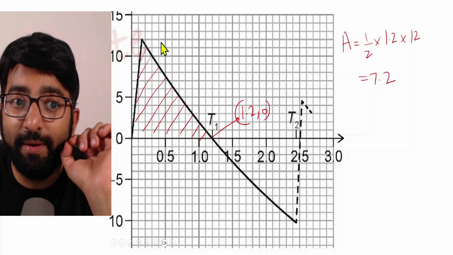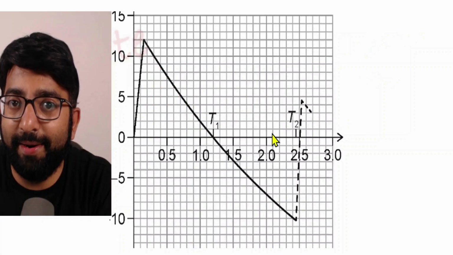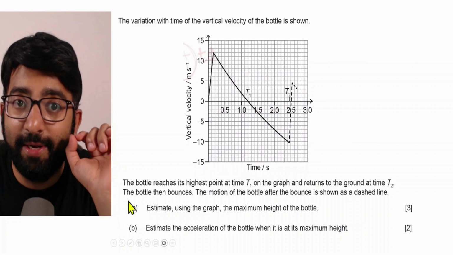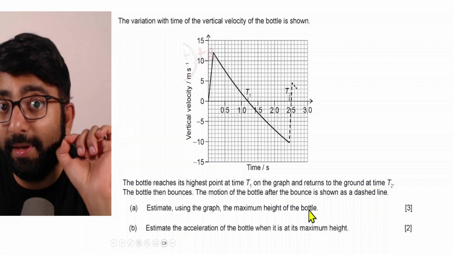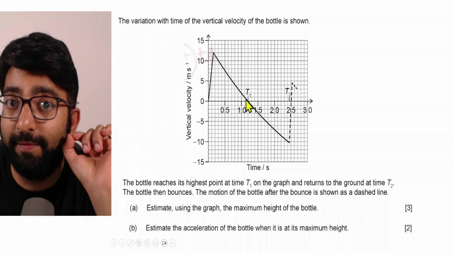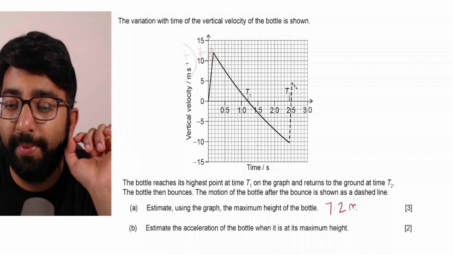And what does area under a velocity time graph give us? That gives us the value of displacement. And if we go back to the question, in part A, we were supposed to find the maximum height of the bottle, that is equal to the area of the graph which we have just found. So maximum height of the bottle will be 7.2 meters.